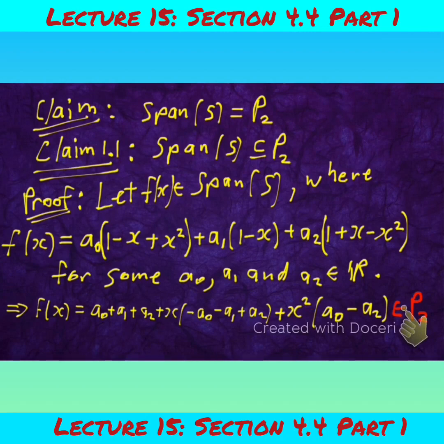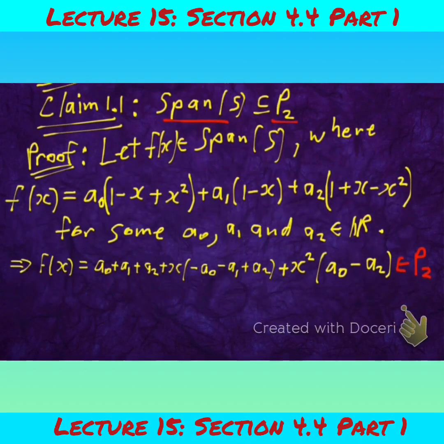So is the span of S contained in P2? Yes, it is, because P2 is a vector space, and vector spaces are closed under addition and scalar multiplication. If you take scalar multiples, they're again going to be in the vector space. So adding all of them together is going to again be in the vector space. So the span of a vector set is always going to be contained in the vector space, because the vector space is closed under addition and scalar multiplication.